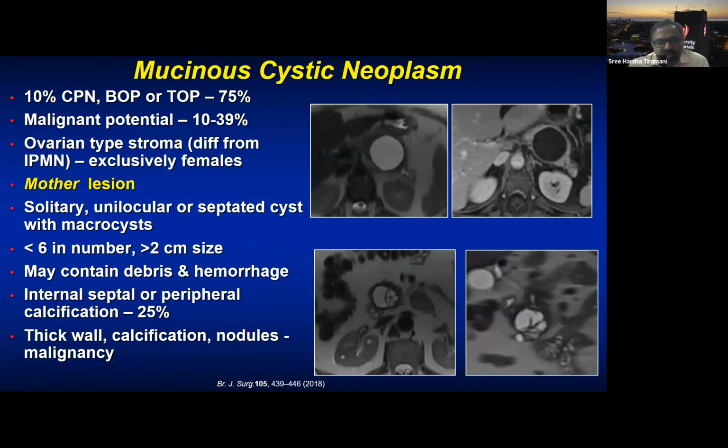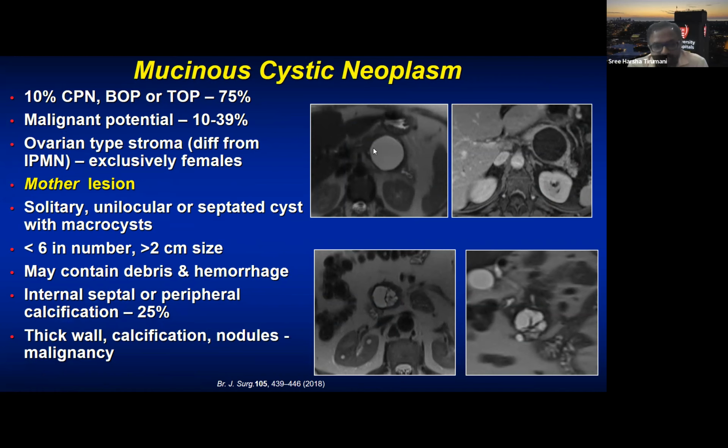Moving on to mucinous cystic neoplasm, this is a mother lesion. These are cysts which have a relatively higher malignant potential when compared to the other cystic lesions, and the malignant potential can go up to 1/3, like 1 in 3 can be malignant, and therefore these need more close management and may need surgical resection in many cases.